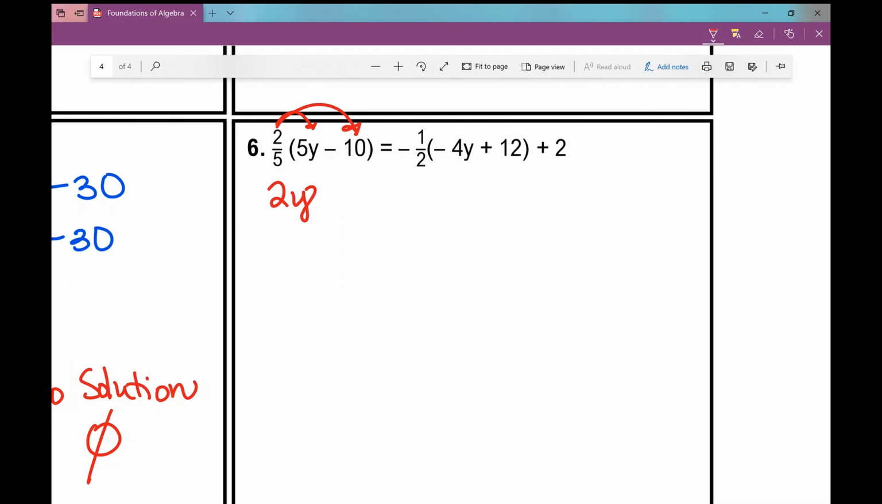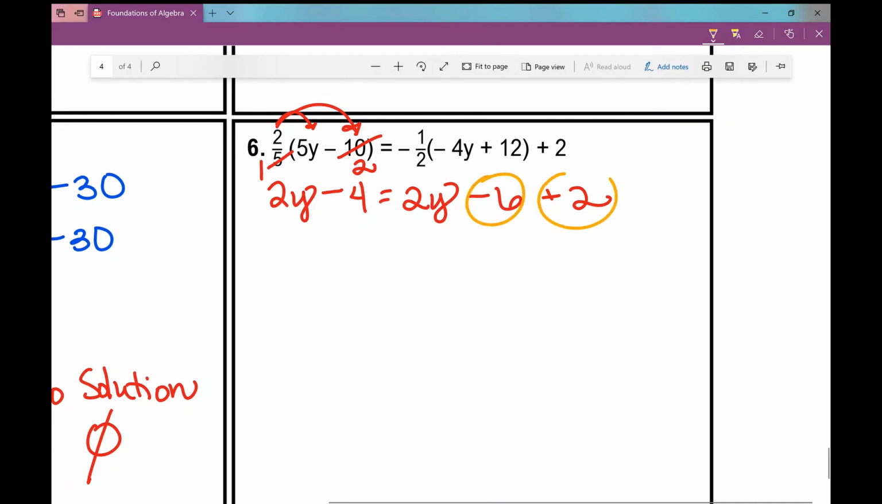2/5 times -10, well, obviously it's going to be negative. Instead of just canceling that out, that becomes a 1, that becomes a 2. So really, I've gotten rid of that denominator. It's just 2 times -2, which is -4. Equals -1/2 times -4y, positive 2y, half of 4 is 2. -1/2 times 12 is -6, and don't forget I have that 2 over there. So on the right side of my equal sign, I still have some terms that I need to combine.